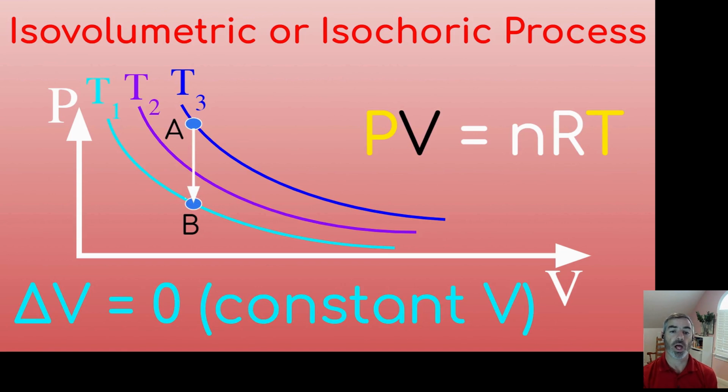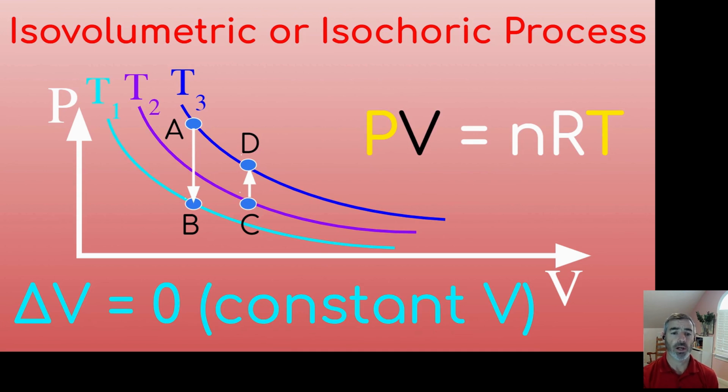So we have a vertical line showing that the volume doesn't change. So that piston is locked into place and not allowed to move. And if we go from C to D moving upward, that means as the temperature increases, the pressure is going to increase. So the temperature is what's going to dictate the pressure.